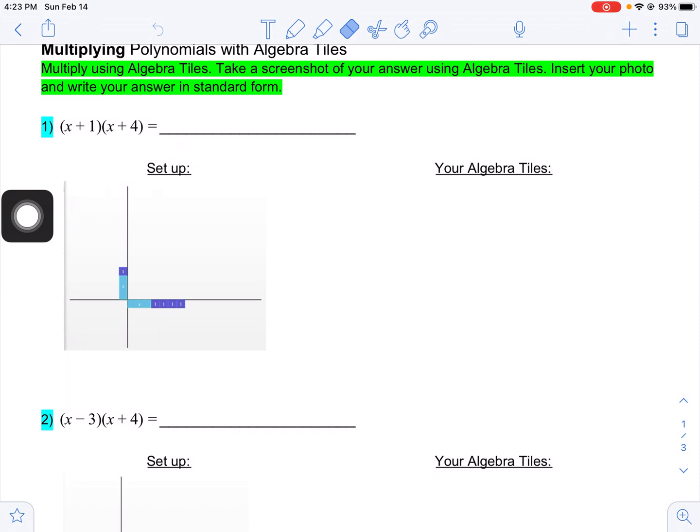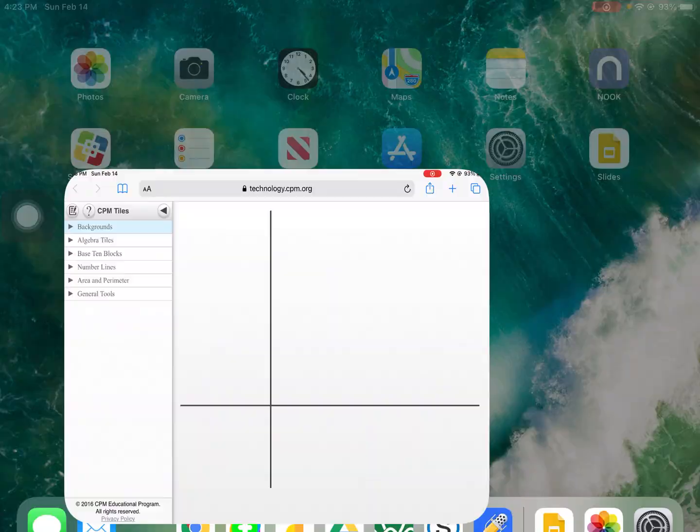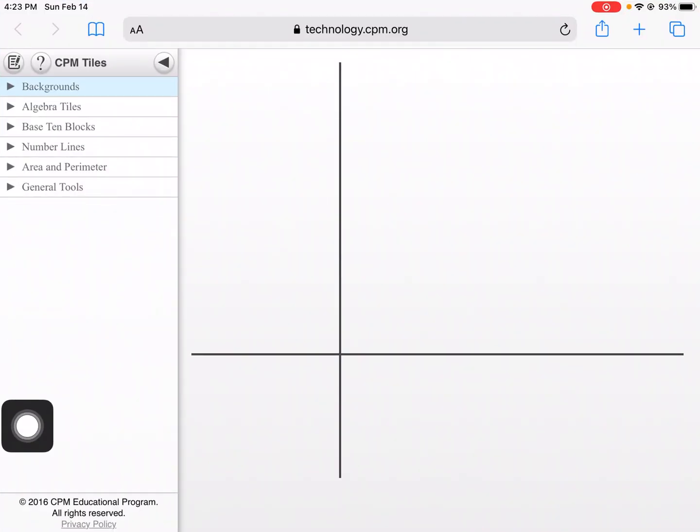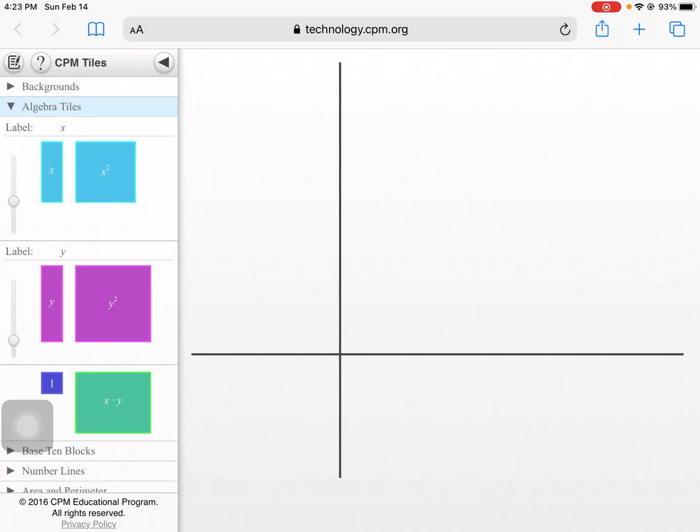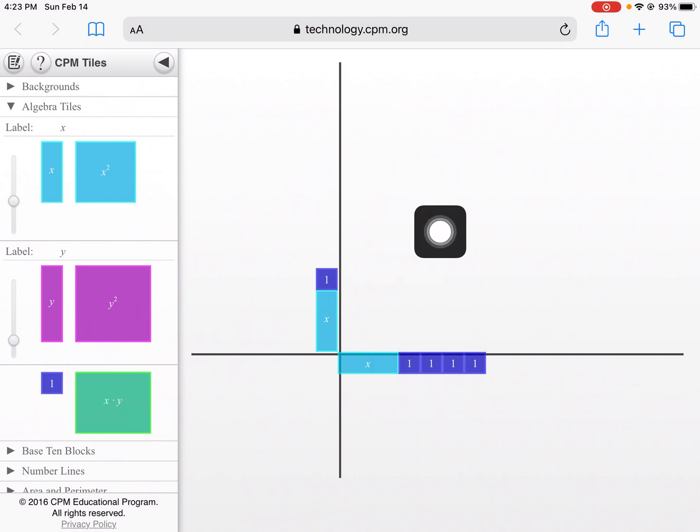So what I'm going to do is take this over to the algebra tiles and continue to do that problem. We're going to use the corner piece background and then go to our algebra tiles, and just like was shown there, we're going to put x plus 1 along the vertical and x plus 4 along the horizontal. And then just do our multiplication by filling in this part of the mat.